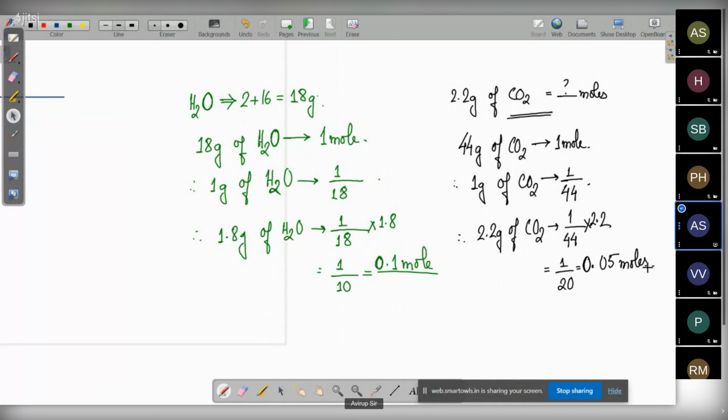Is it clear to everyone how to calculate the number of moles? No, sir. Can you repeat from the starting? From the starting of carbon dioxide?